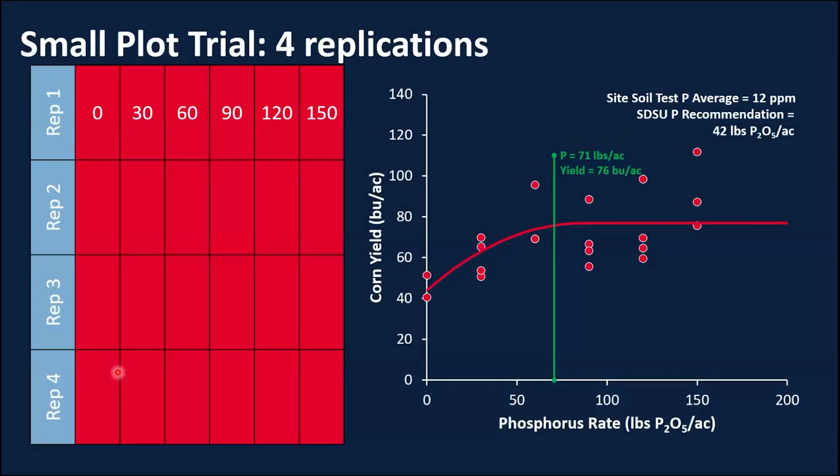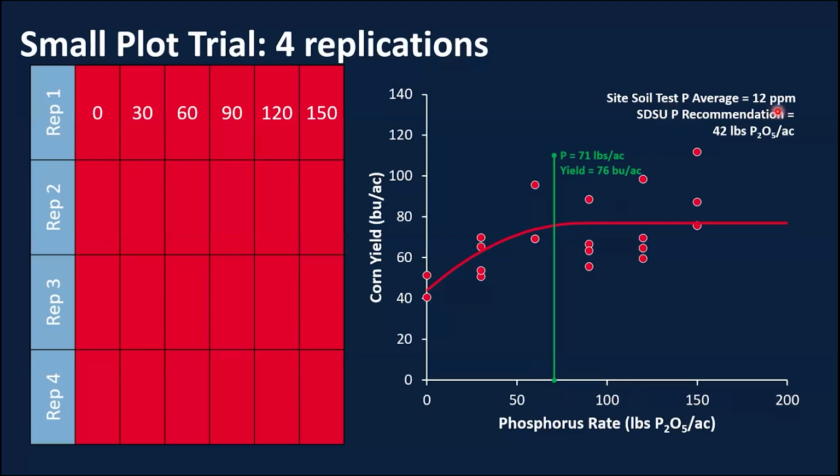So when we do these trials, we do them the way we showed you, but we also do rate response trials as well, where we have different rates of phosphorus going from 0 to 150 pounds. We replicate it 4 times in about an acre of the field, where the farmer doesn't apply phosphorus or we apply it in these rates. Then we get the yield data at the end of the year and we relate it to the phosphorus rate.